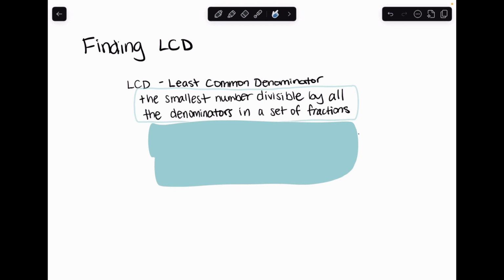It says the least common denominator, sometimes referred to as LCD, is the smallest number divisible by all the denominators in a set of fractions. So if you take a look at your bottom numbers, this is going to be the number that can be divisible by all of those numbers. Now that kind of sounds confusing.